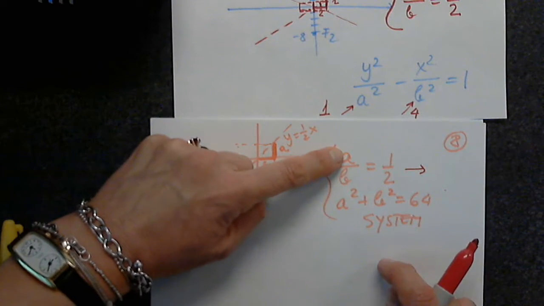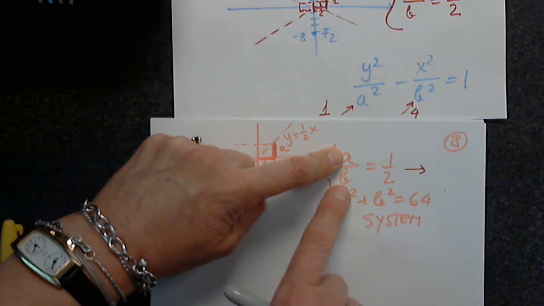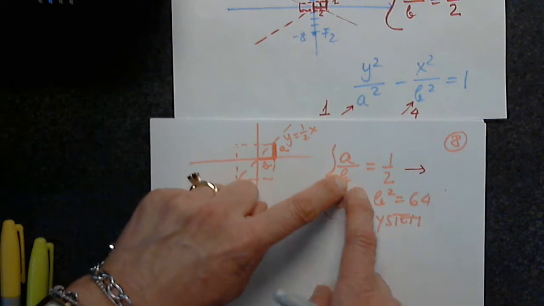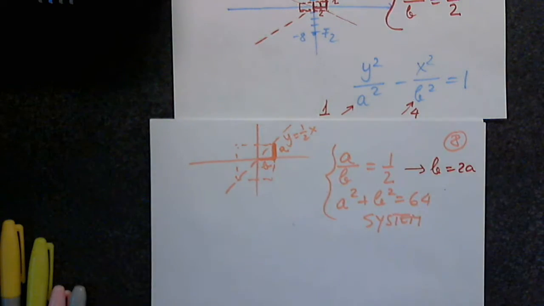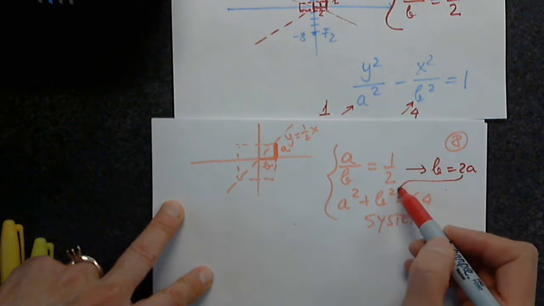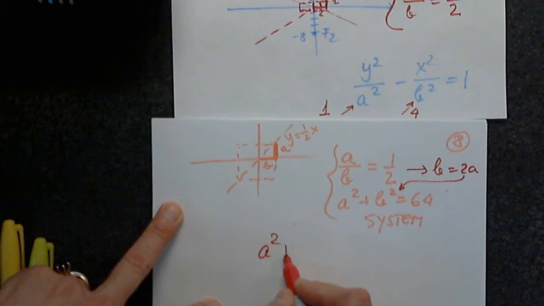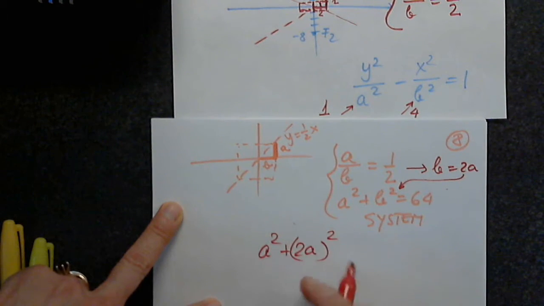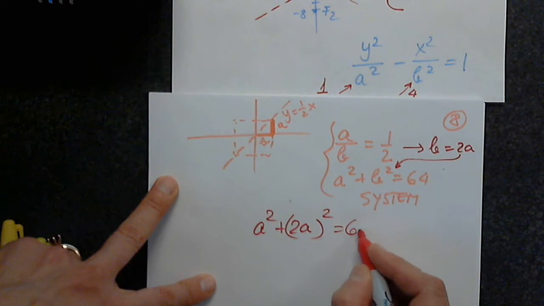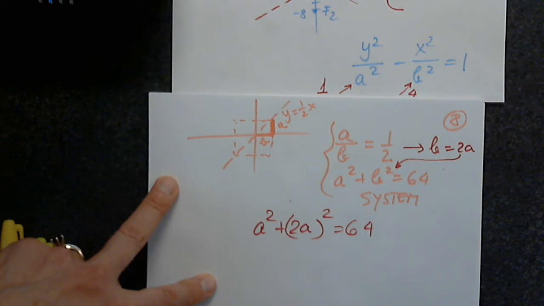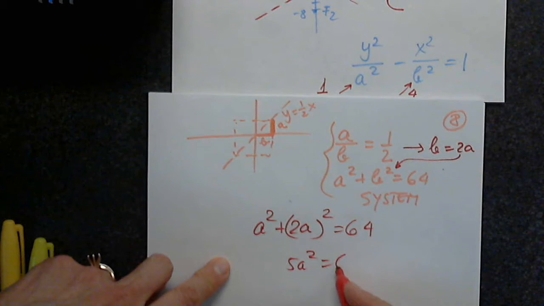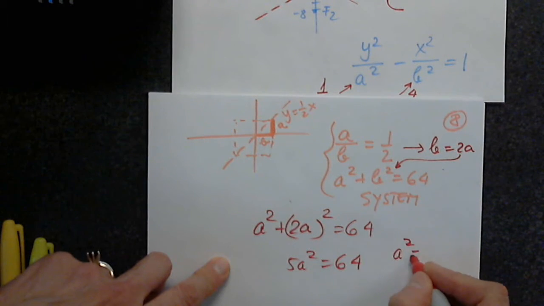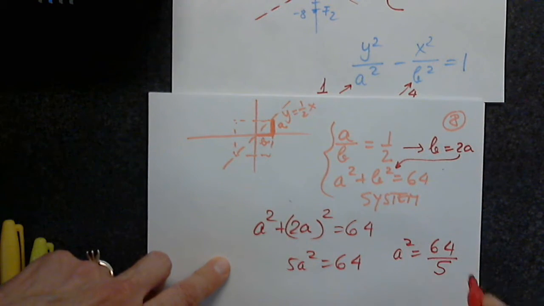So substitute for the one that doesn't come up with a fraction. If you say A, then I will have to divide by 2. If you say B, B is twice A. I prefer that. It doesn't really matter. It's not such a sophisticated calculation. So then I have to replace B by 2A. So A squared plus 2A, everything squared, equals 64. So A squared plus 4A squared is 5A squared equals 64. So A squared equals 64 over 5.